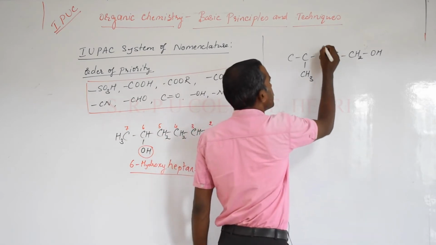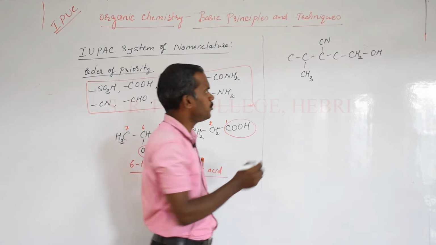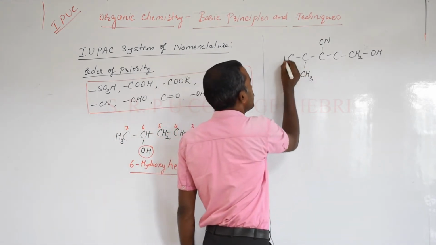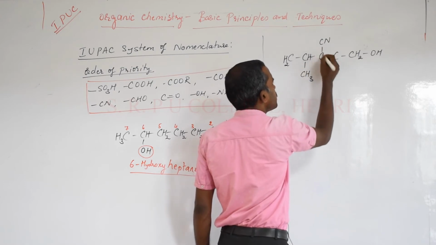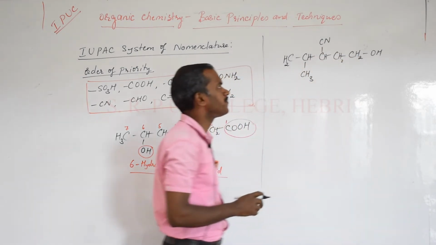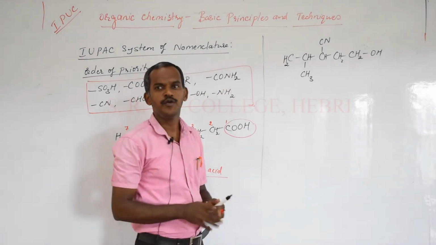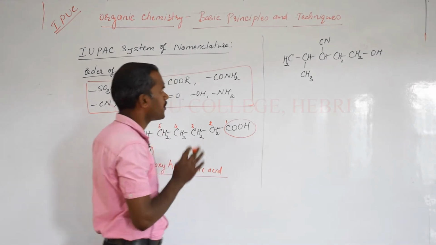Then here I'll write cyanide as a substituent, which is a functional group. Rest all I'll fill the valency. This is CH2. These 3 bonds are there. This is CH. 3 bonds are there. CH. This is CH2. That is CH2. I already wrote. Okay. So when you want to number this carbon chain, you must know the order of priority.